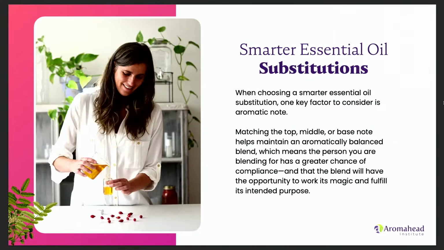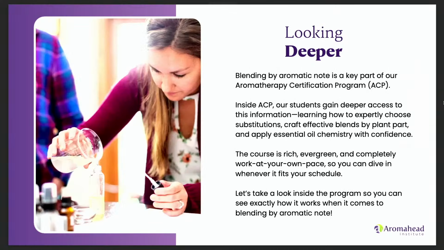So this brings us to our smarter substitutions. We're looking at the aromatic note, the top, the middle, and the base note to bring that balance in, to work its magic and to fulfill its intended purpose. As we look at these oils, there are other things to take into consideration when we want a therapeutic blend, and that is the chemical component that we'll be looking at next time. So why would I choose a sandalwood over a patchouli or a cedarwood over a vetiver? It all depends on the purpose of the blend.